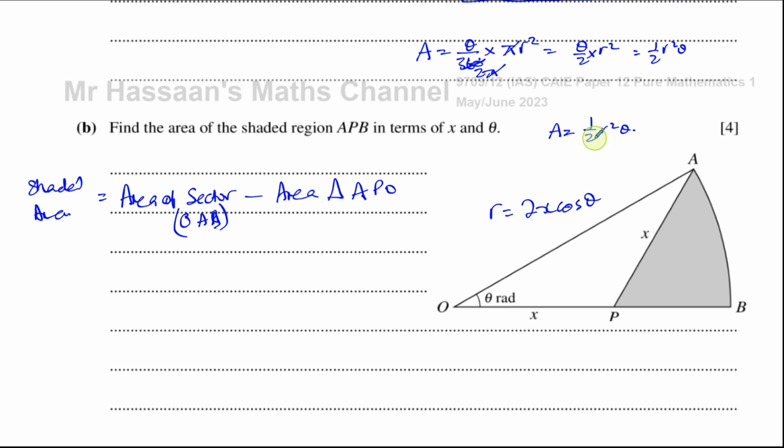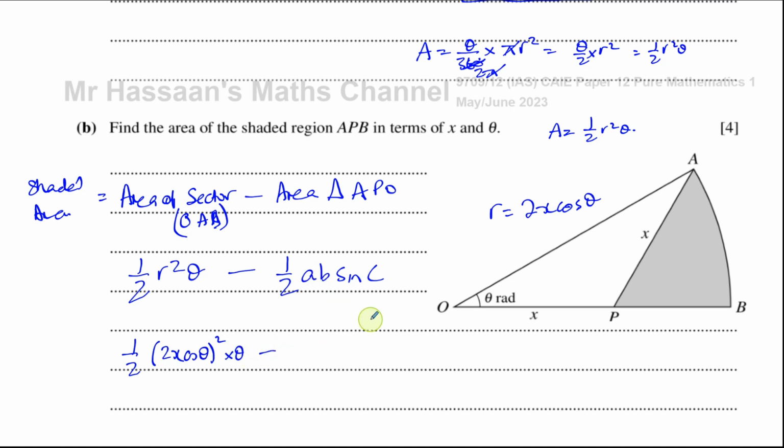So the area of the sector, in terms of our r, which is 2x cosine theta, is a half r squared theta, minus the area of the triangle, which can be found by the formula half ab sine C. We're going to apply this formula now. Our r is 2x cosine theta, so this is a half times 2x cosine theta, all squared, times theta.